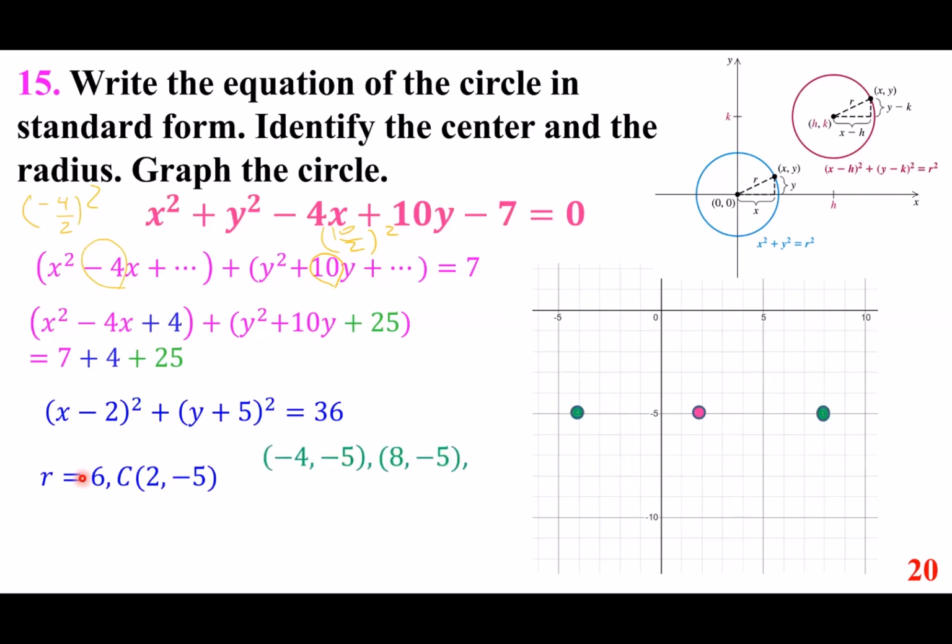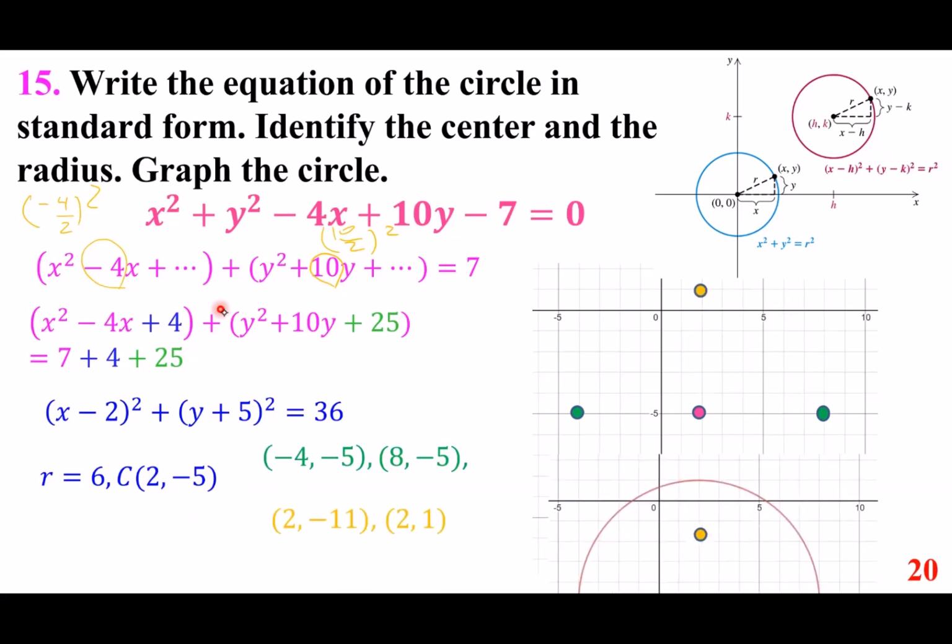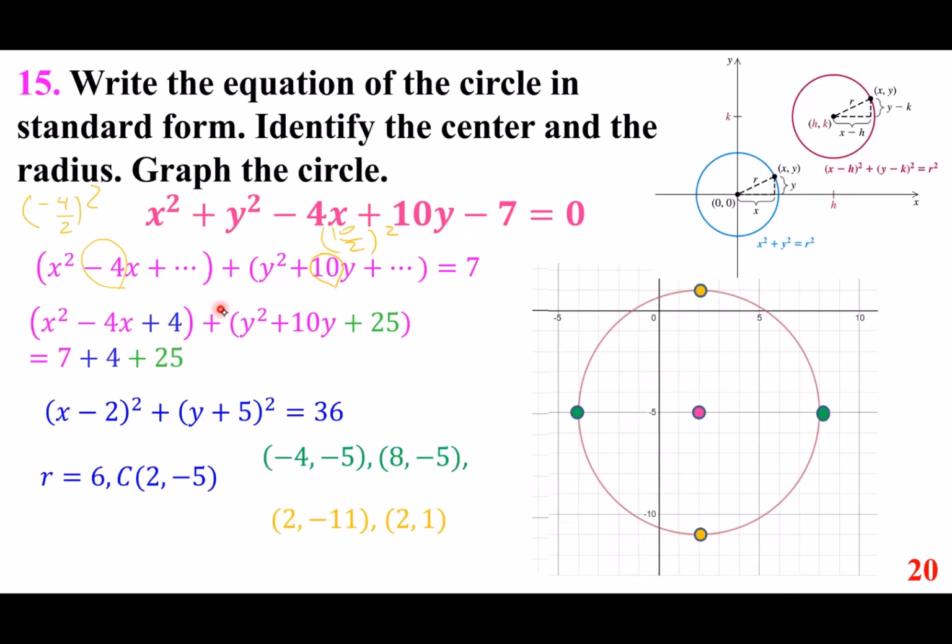So right and left, that means this is the number that you deal with. Right, you add 6, left, you subtract. And up and down, that means you add 6 units to the y coordinate, and also you subtract it. When you add it, you get 2, 1. When you subtract it, 2, -11. And if you plot those two, now we are ready to put them all together. Here's your graph.